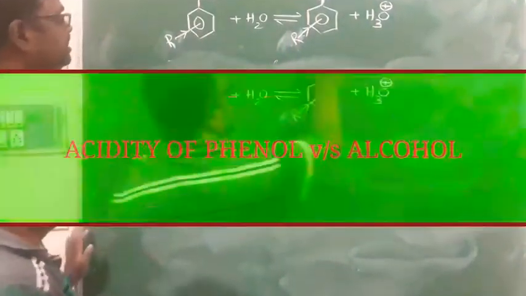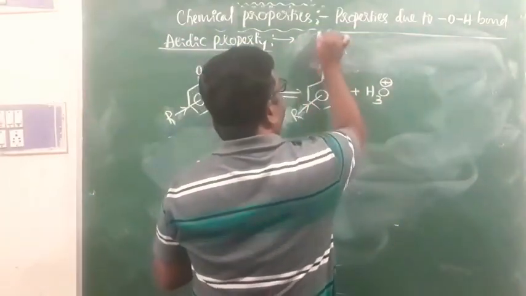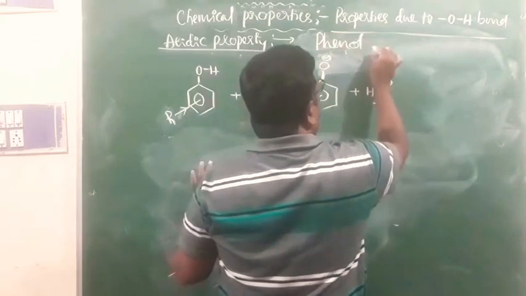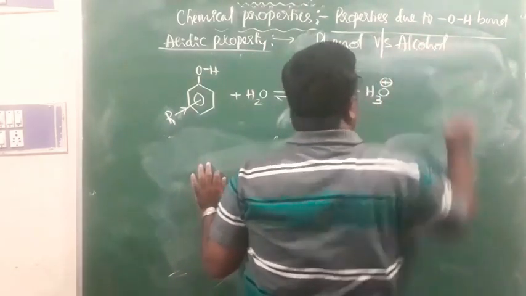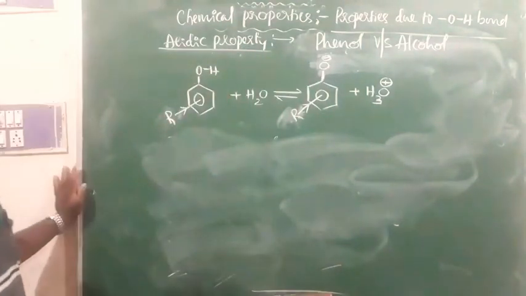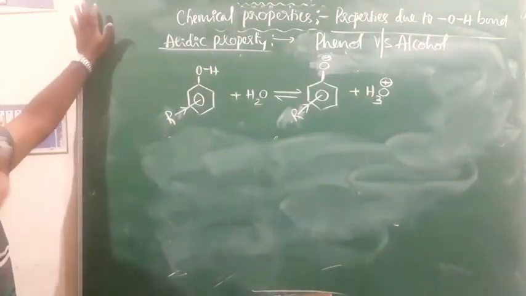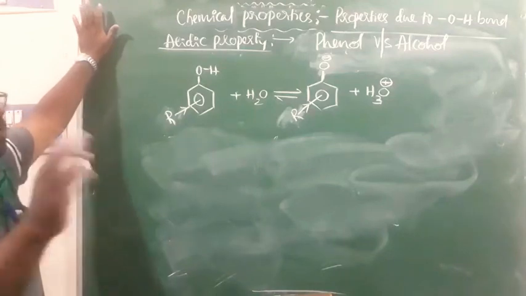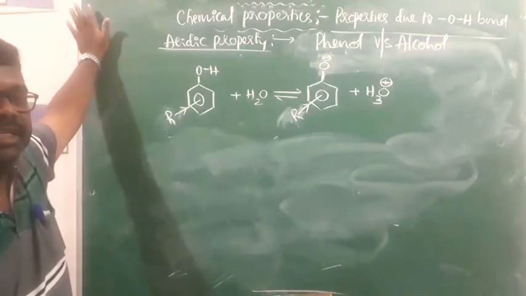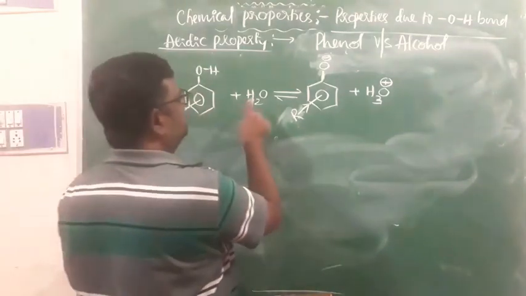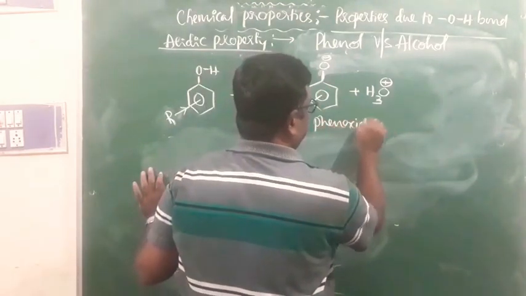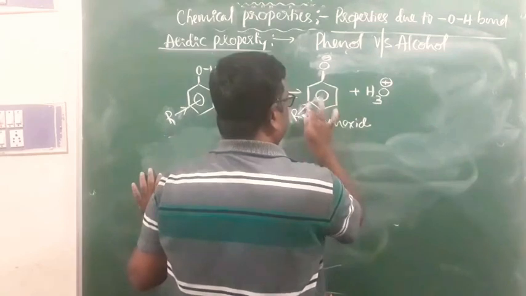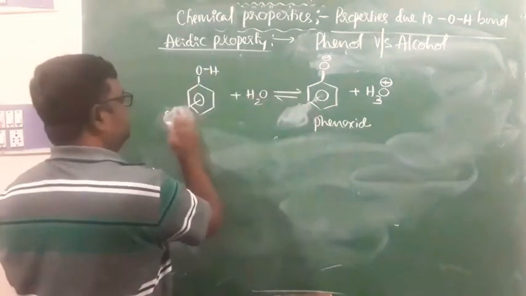That's it, okay? Let me compare the acidic property of phenol with that of water and with that of alcohol. That is acidic strength of phenol versus alcohol. Both are acidic. Out of these two, which is more acidic and which is less acidic, we'll see. So this is phenol. It releases H plus and you are going to get phenoxide. This is phenoxide. You already know this, right?